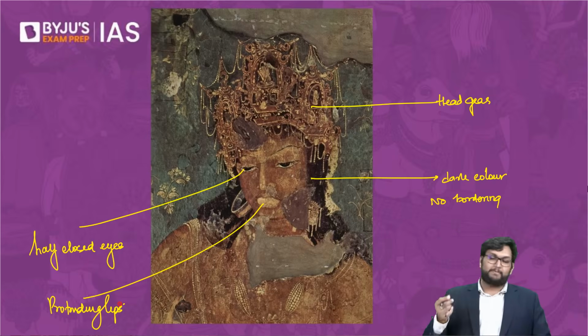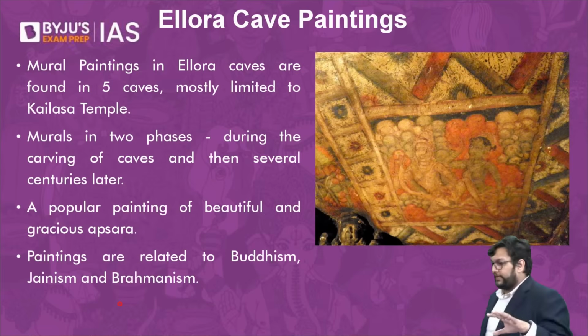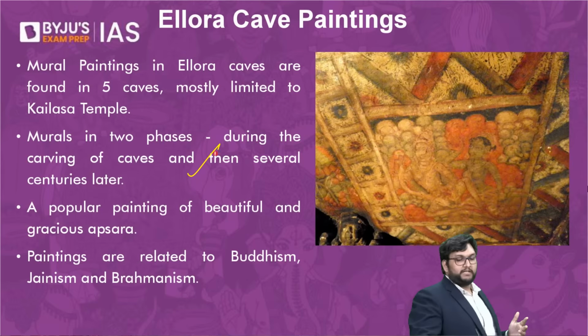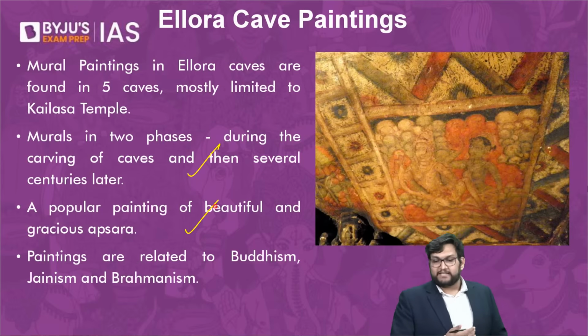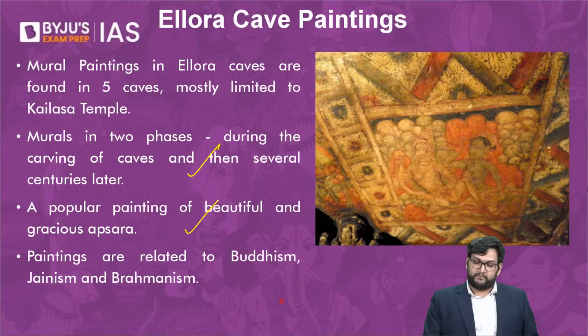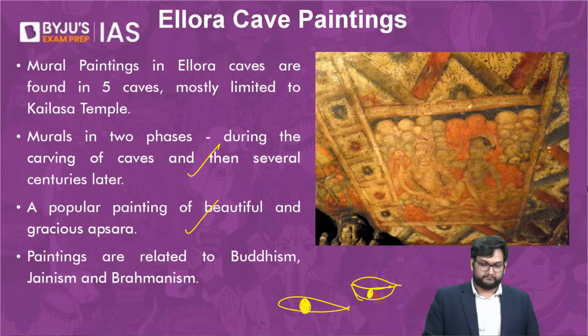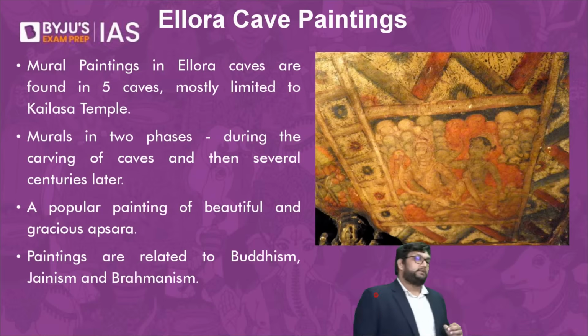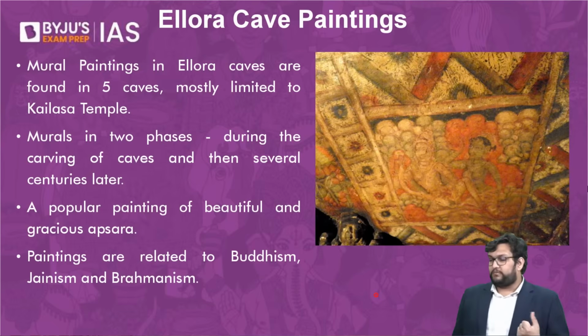If you go one step further to Ellora, same place, and now we have all the different religions together, we see the same type of ideas. Fish eyes are different, half closed are different. Fish eyes are this. The eyes are fully open. Half closed means this. The eyelids are half. Now, when we go to the Ellora caves, we have the Apsara image.